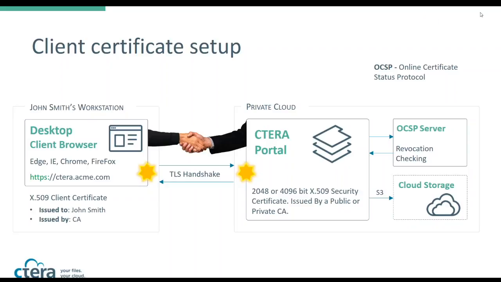OCSP is initials for Online Certificate Status Protocol. It's a regular client-server communication that allows applications like CTERA to verify that certificates are not revoked. So upon receiving John's certificate, when John presents it to CTERA portal, we will take it and consult with the OCSP server to get a go, no-go answer to know whether or not we should authorize that user into our system. The OCSP server can check things like expired certificates, revoked certificates, and so forth.